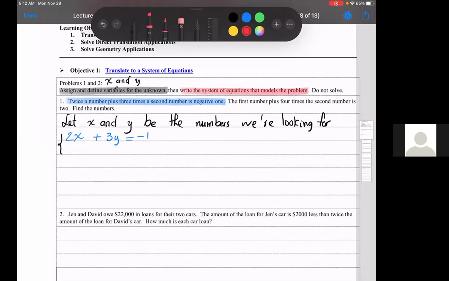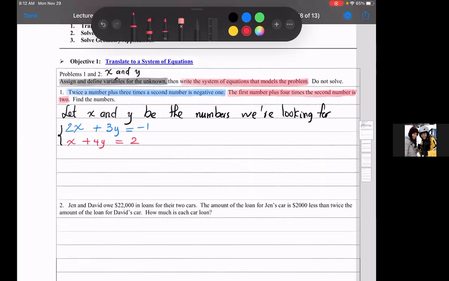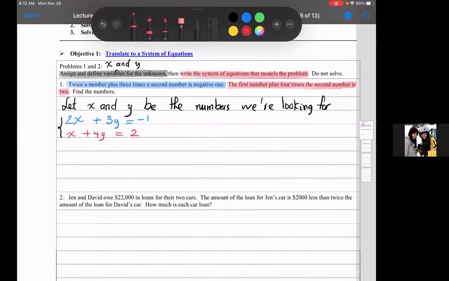And then the second sentence says the first number plus 4 times the second number is 2. You should be able to tell me what this sentence means in a math equation. That's one sentence at a time. They say don't solve, so we're not going to solve. But I think that's the hardest part, coming up with a system of equations.